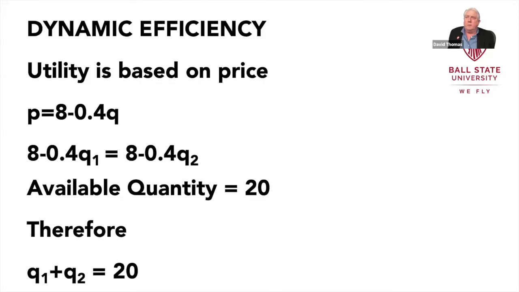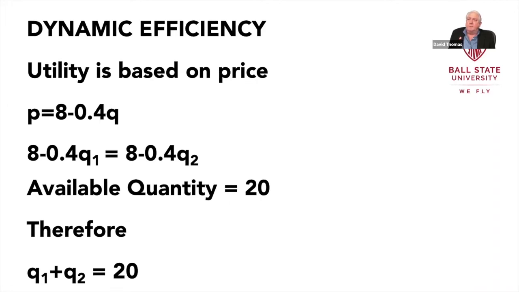Okay, so let's introduce the dynamic efficiency formula that you can use to solve problems on your midterm, but also that you can use in the future. In this model, we use utility as based on a price. It's really the only method that we currently have for determining utility: what people are willing to pay. So in this particular case, our price is equal to a function, 8 minus 0.4 times the quantity.